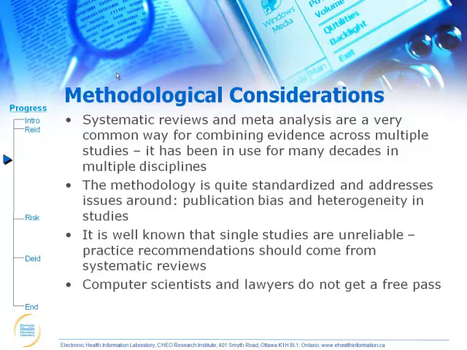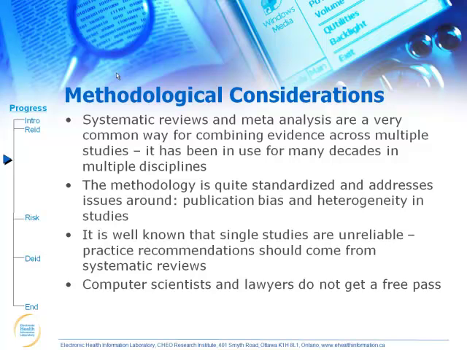So it's not a common practice in computer science or apparently in the legal community, but it's a very standard way to combine evidence and draw conclusions from the totality of evidence that you have about a particular topic. And it addresses issues around publication bias and heterogeneity and so on. I think this is an important point to make, because after we published this study, some computer scientists came and said systematic reviews are not a valid methodology, which is the most outrageous statement I've heard in a long time. But it is a standard methodology and well documented, been around for decades and so on.